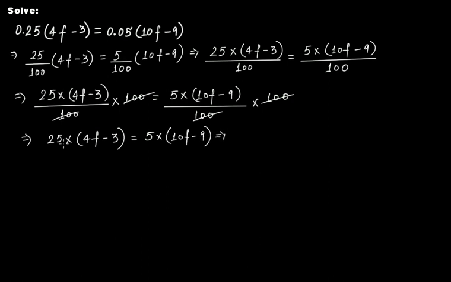So this becomes 25 times 4f means what? 100f minus 25 times 3 means what? 75 is equal to 5 times 10f means what? 50f. 5 times 9 means what? 45.